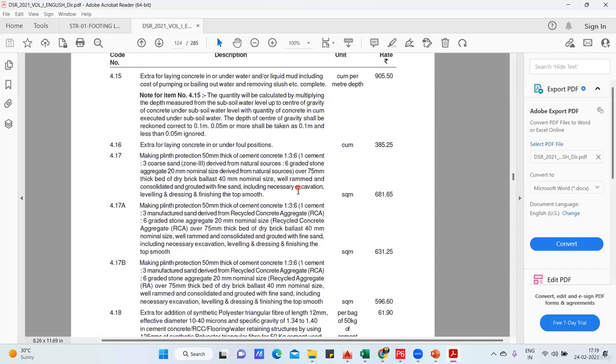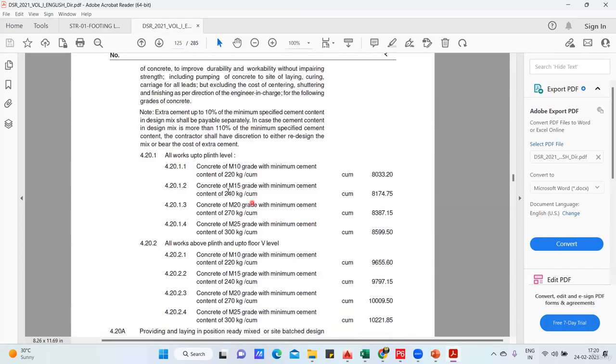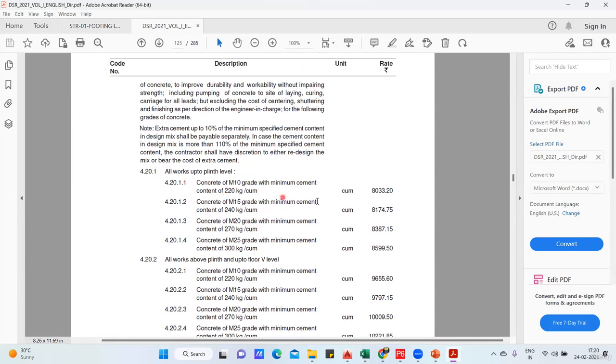If it is there, I'll show you. Otherwise, when I take a separate session on that, I'll explain it. So this is okay. You can see the difference here.